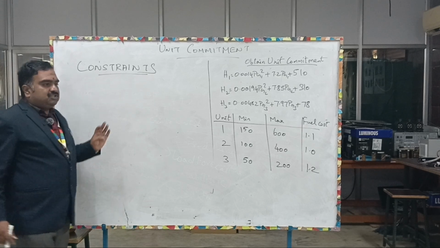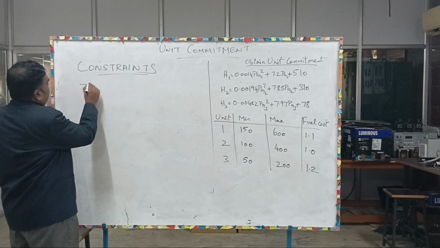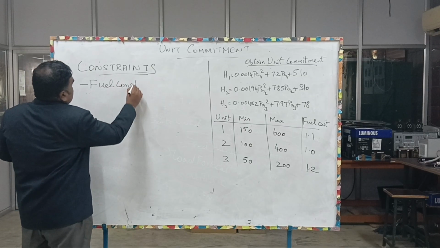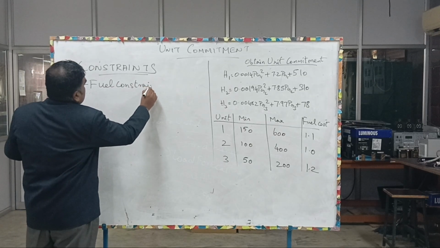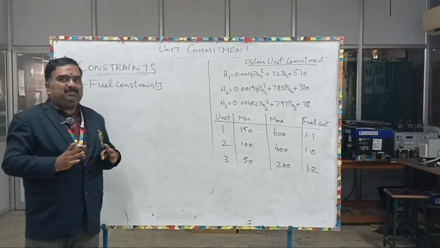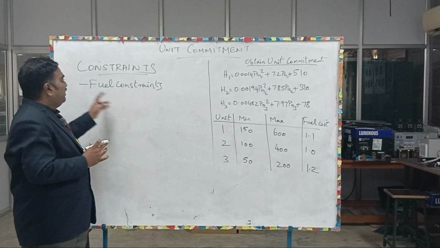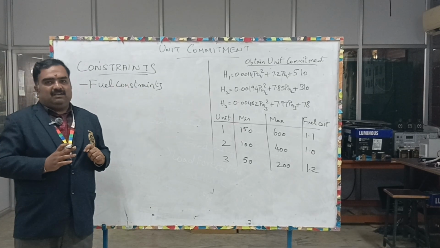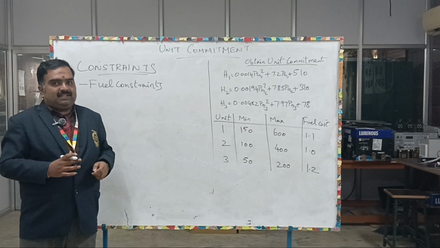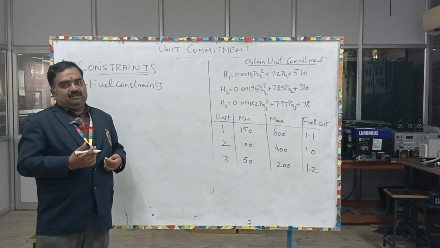So what are all the constraints in unit commitment problem? The first comes the fuel constraint. The entire unit commitment problem is designed to revolve mainly around this constraint. We are so much concerned about this fuel constraint, the availability of fuel.